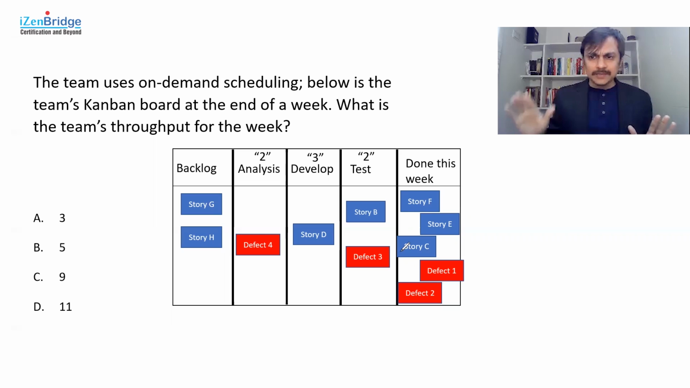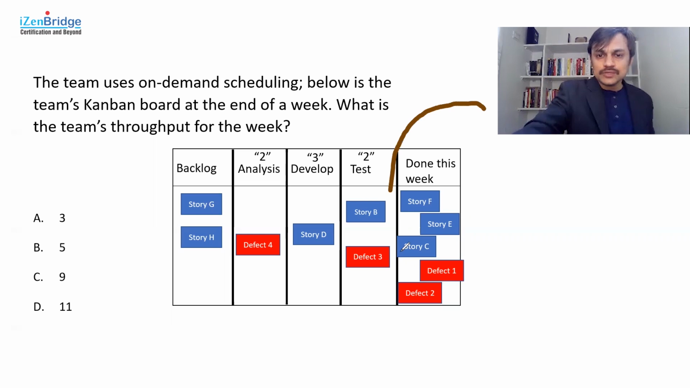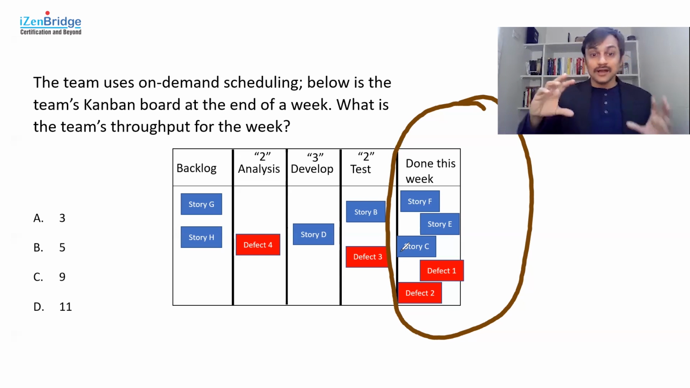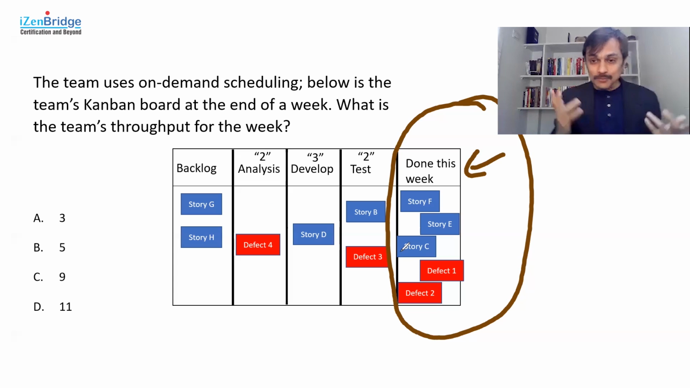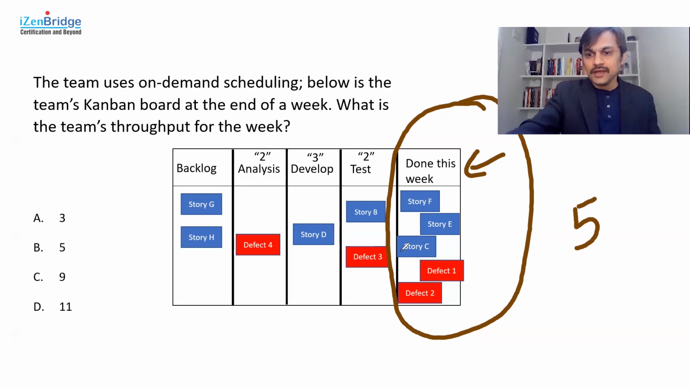And the work will keep moving. That's how we can say it. So at the end of a week, I should go to one place, pick up all the items, count them and say this is the throughput. In this particular board, it is clearly coming as done this week. I have a fairly well-mentioned title. Usually you don't get such clear titles in the exam or in the real world, but here the last column shows that all of this has been done. So I should simply count them and say this is my throughput. My throughput is 5.